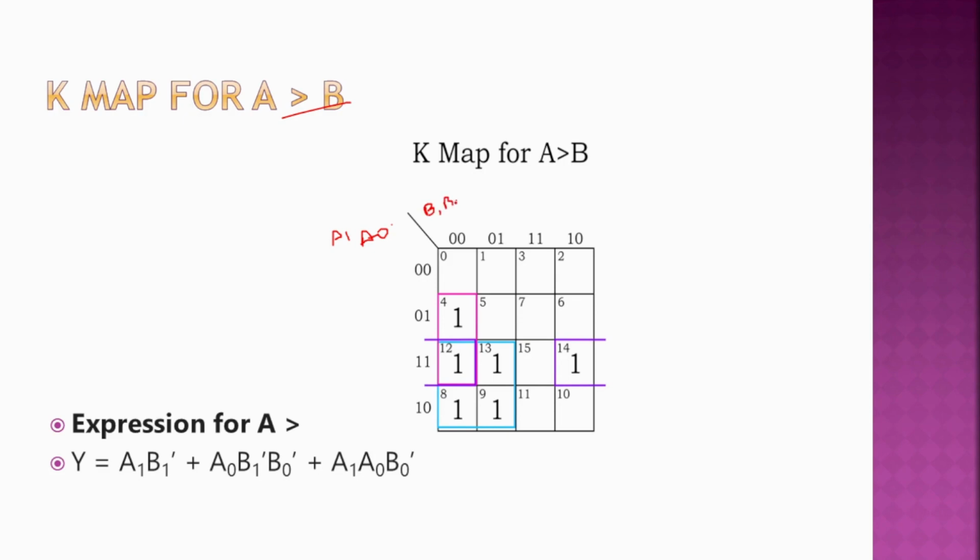Afterwards, we will group all the 1s. We will get a final equation as Y equal to A1 B1 dash plus A naught B1 dash B naught dash plus A1 A naught B naught dash. Here we will group these 4 ones as one group. Afterwards, this one and this one will be another group, and these two vertical ones will be the third group.